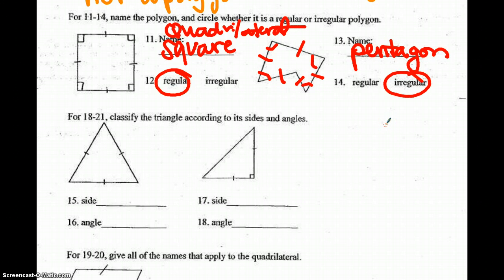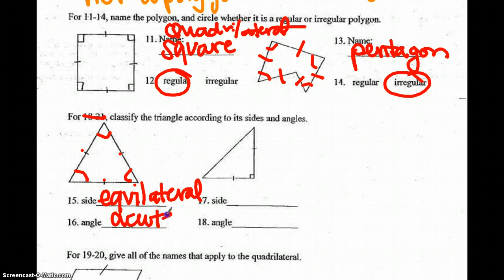18 through 21, classify the triangle according to its sides and angles, and it's not actually, these numbers are off. Ignore 18 through 21. So for the sides, I notice that all 3 sides are equal. So this would be an equilateral triangle. And all the angles are small, all the angles are acute. So this is an equilateral, acute triangle.